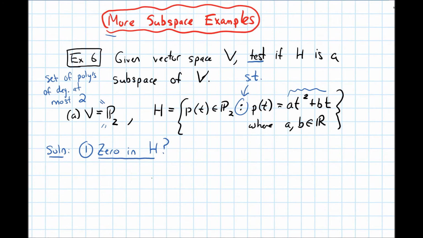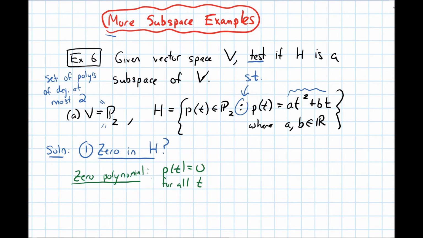Okay, well, what's 0 when we talk about polynomials? Like, what is the 0 polynomial? So the 0 polynomial is the polynomial P of t that equals 0 for all t. So no matter what t is, the output is always 0.